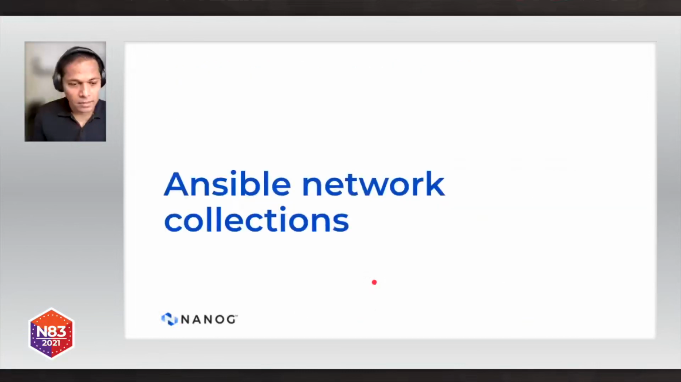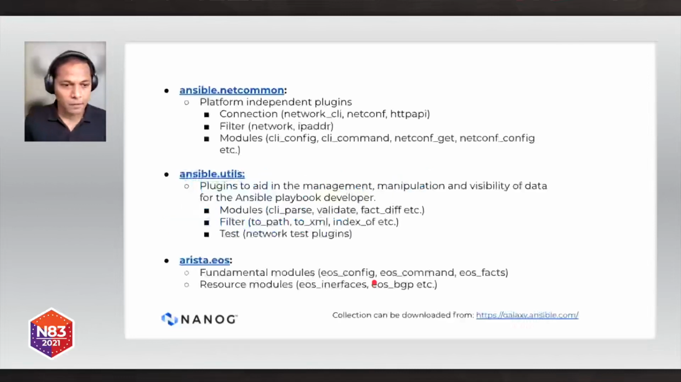So with this collection overview, let's move on to network collections. The first one among them is the Ansible NetCommon collection. Ansible is a namespace here, and NetCommon is the name of the collection. This collection basically holds platform-independent plugins. Important among them are connection plugins: the network CLI, NetConf, and HTTP API plugins. Since these are platform agnostic, they are part of the NetCommon collection.